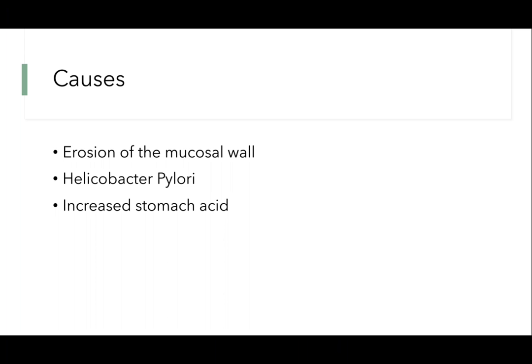Another cause is an increased stomach acid. For example, people who have heartburn or GERD or acid reflux, all of those are signs and symptoms of an increased stomach acid. So it's very important to know if you do have an increased stomach acid, because through time it's going to break down the mucosal wall of the stomach, and that would put you at a higher risk for a peptic ulcer.